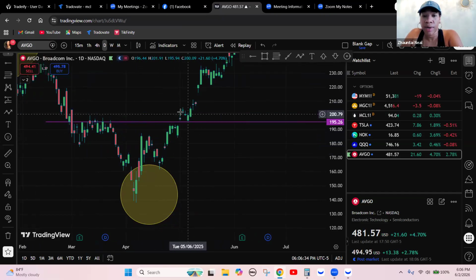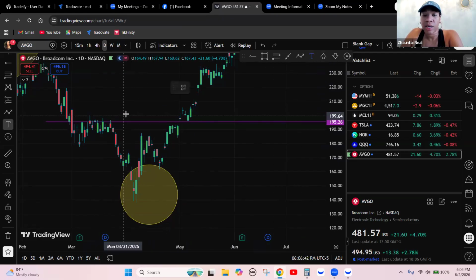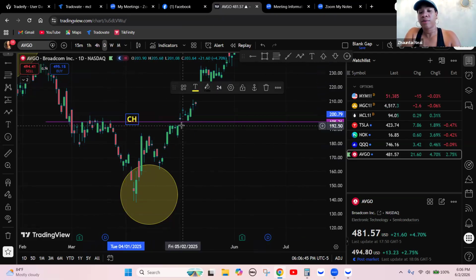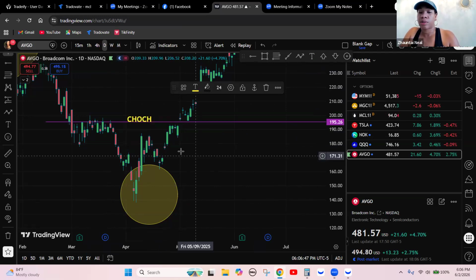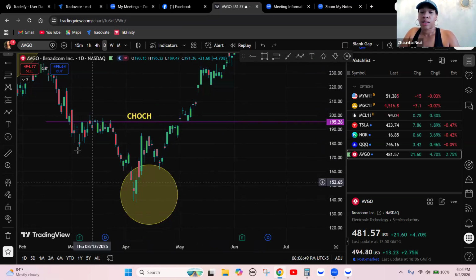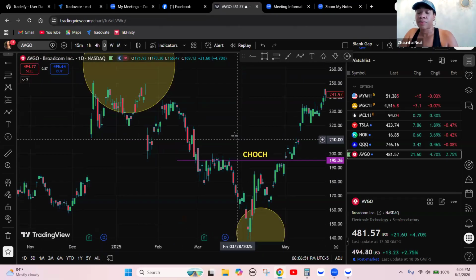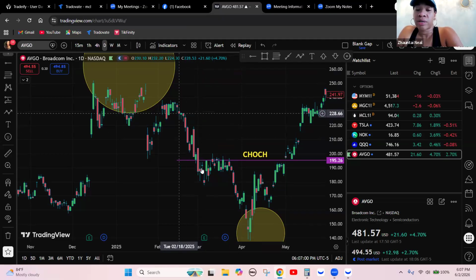and as you can see, price gaps up, respects that level and continues. But until we break that high, this would be considered a change of character because we went from a downtrend to an uptrend. This happens on every single time frame, whether you're trading the daily, the weekly, the hourly, the 15-minute, 5-minute, 1 minute, it doesn't matter. Structure occurs on every single time frame.